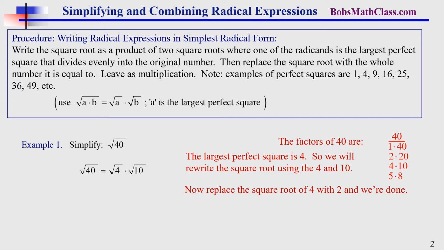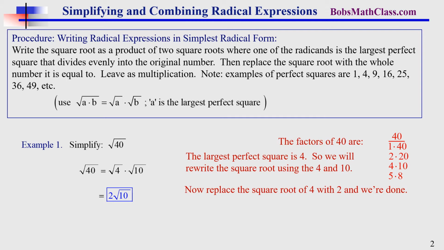Now we're going to replace the square root of 4 with 2, because the square root of 4 is 2. And the square root of 10, there's nothing we could do with that. Actually, we should think about that: 10 doesn't have a perfect square in it, right? 10 is only 2 times 5, and neither one of those numbers is a perfect square. So we're going to replace the square root of 4 with 2, and then bring down the square root of 10, and you're all done.